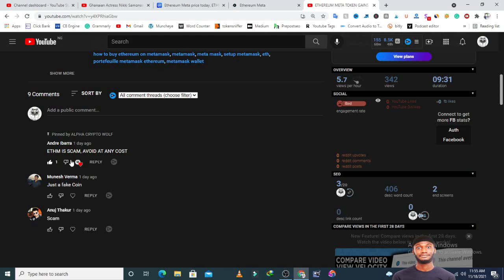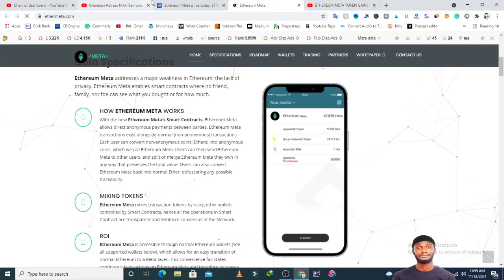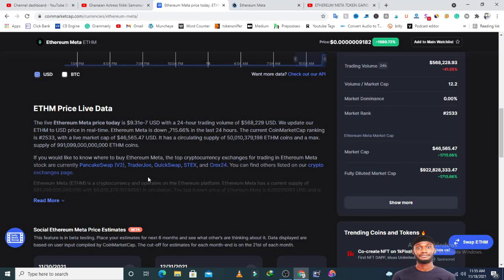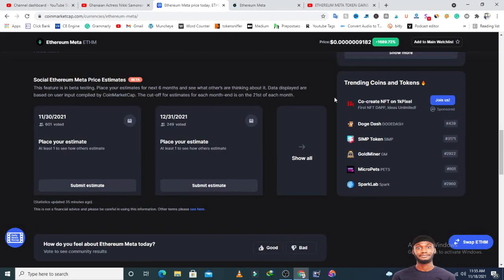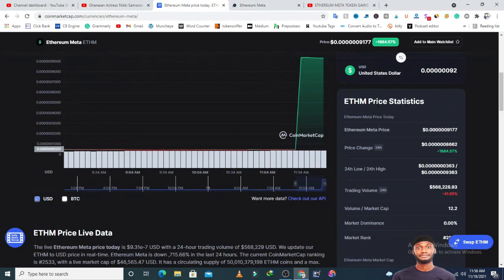Look at this. This person came out to say Ethereum Meta is a scam, avoid this token. Another person said Ethereum Meta is a scam, just a fixed coin. Somebody said it is a scam. So if three people that have invested in this token come out to say it's a scam, then guys, I cannot come here and begin to defend a token that is a scam. That being said, forget about the fact that this token is pumping massively on CoinMarketCap. Make sure you don't fall prey to this, because this token most definitely is a scam, like every other person has said.